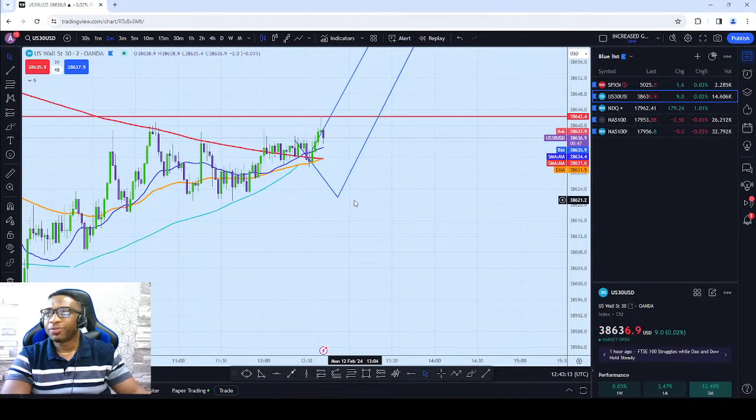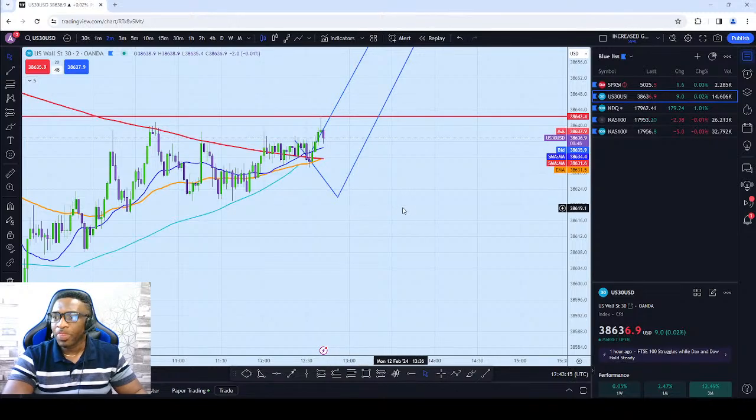So you don't need to force trade. You don't need to force entry. If there's no better setup there, you don't need to force it. There are millions and lots of opportunities you can look out for.